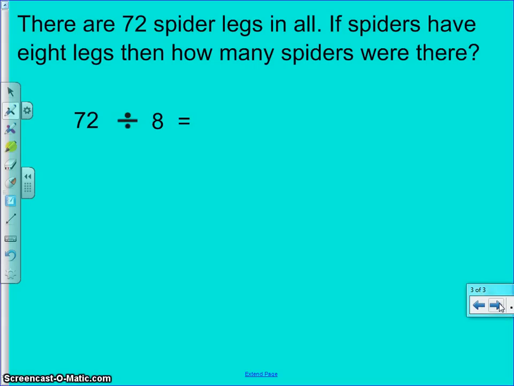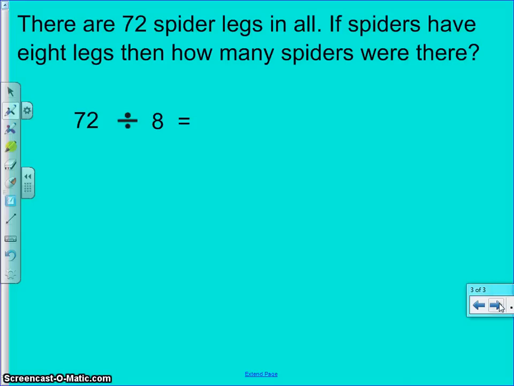Alright, well here is another one that I want you to take a look at, and I want you to start doing the same thing. Pause the video and you try it. Try repeatedly subtracting to solve this word problem. Alright, well I'm going to go ahead and show you the answer and see how you did. See if this is what you got.